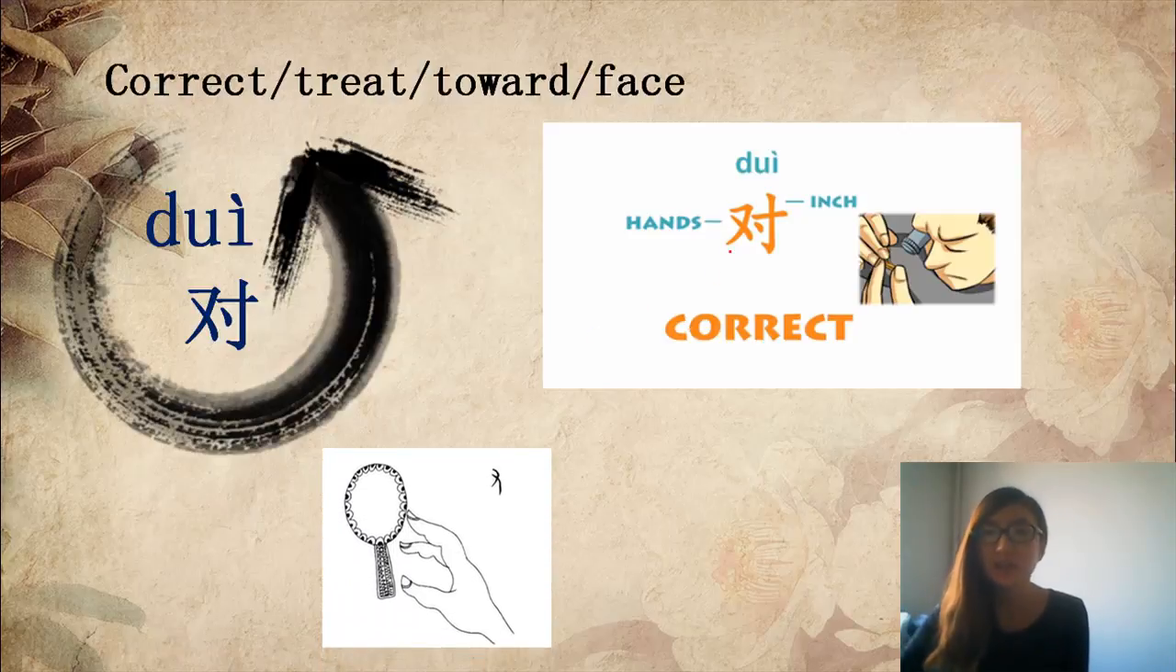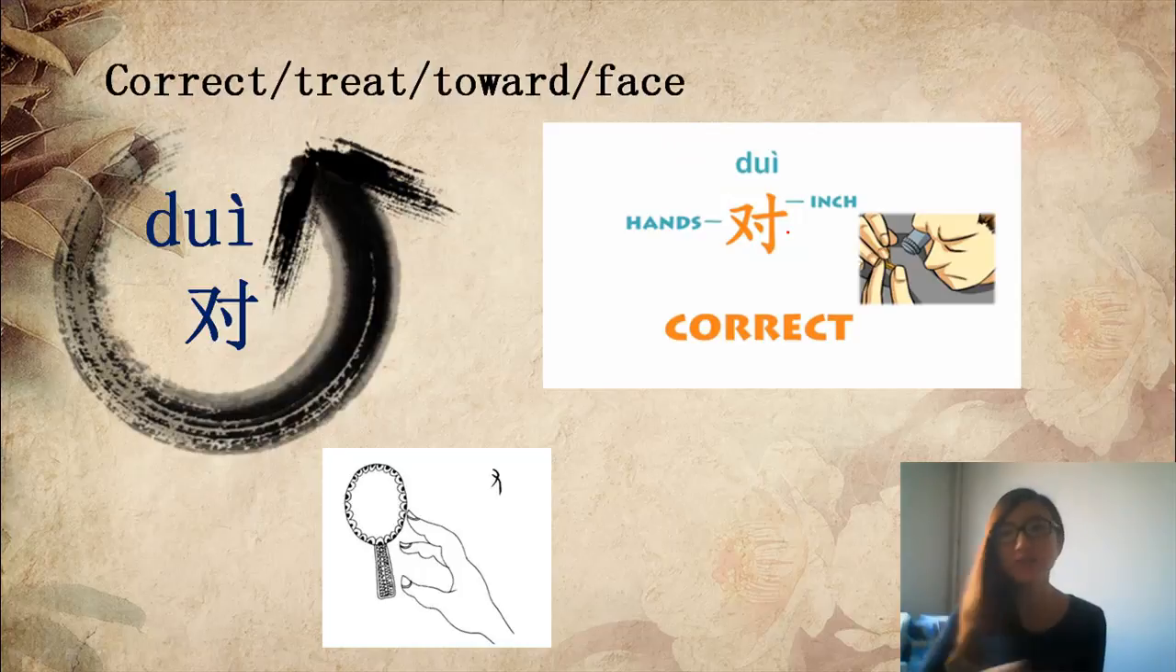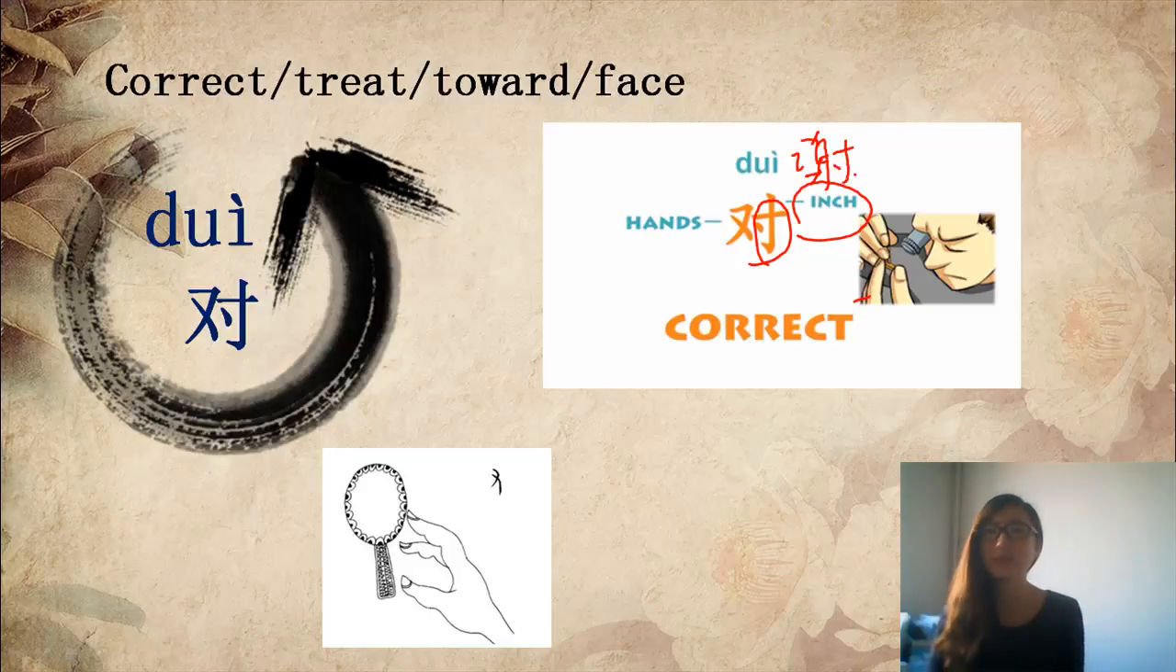Okay, this character contains 2 parts, and you have already known these 2 parts. Can you recognize them? This is the hand component, like we have learned in eye, love. And this is the inch component. We saw this character in to thank, 谢.